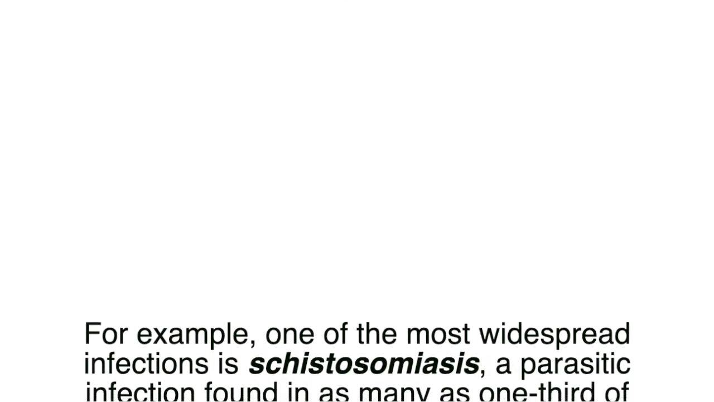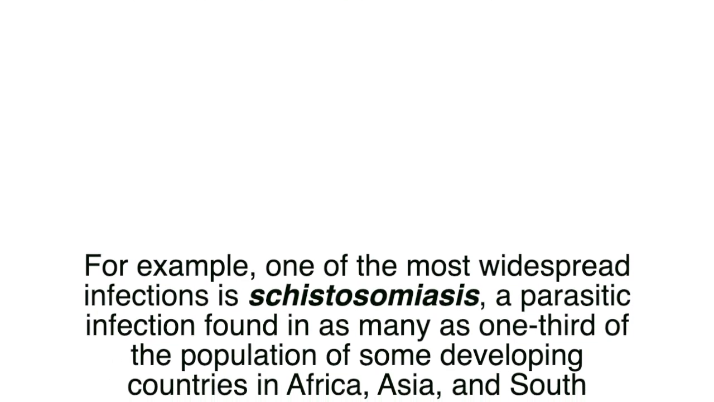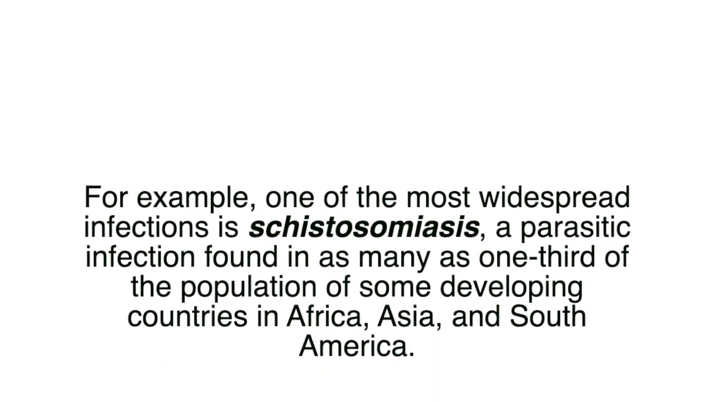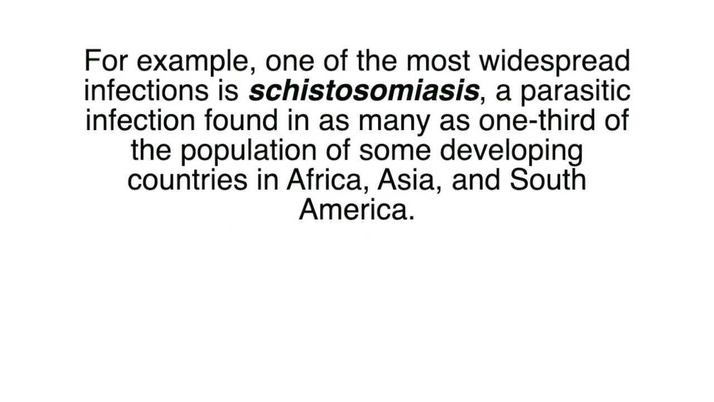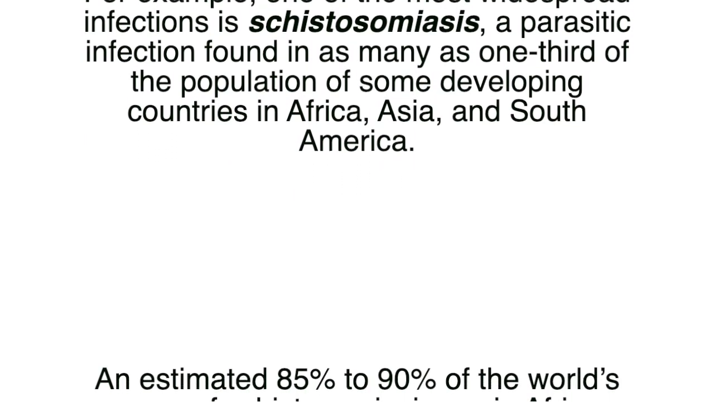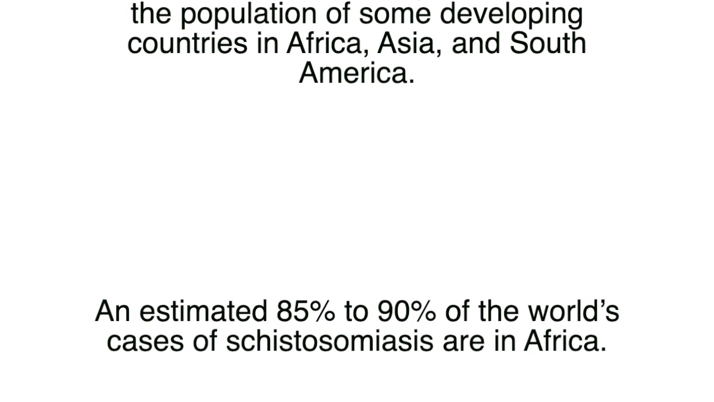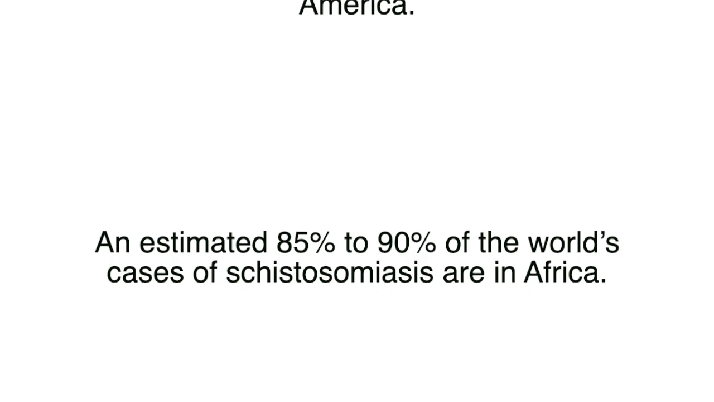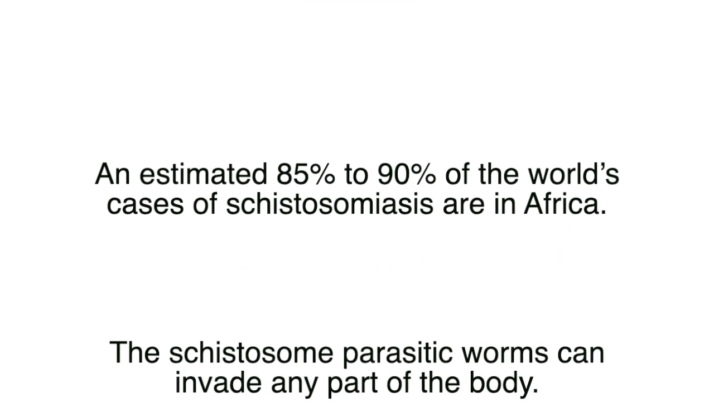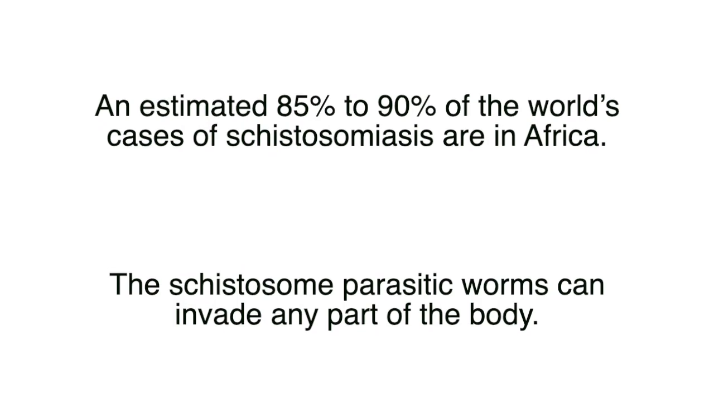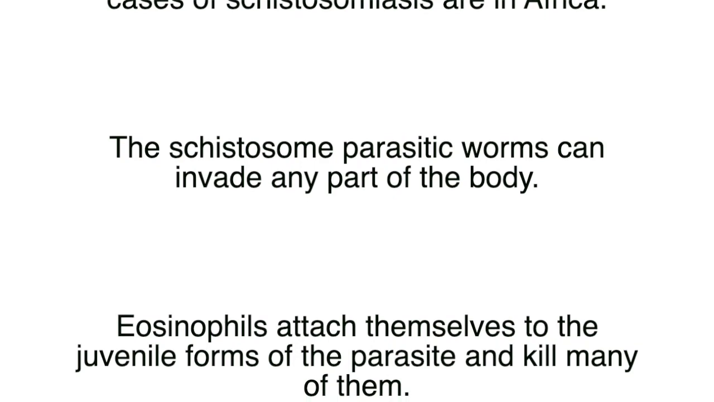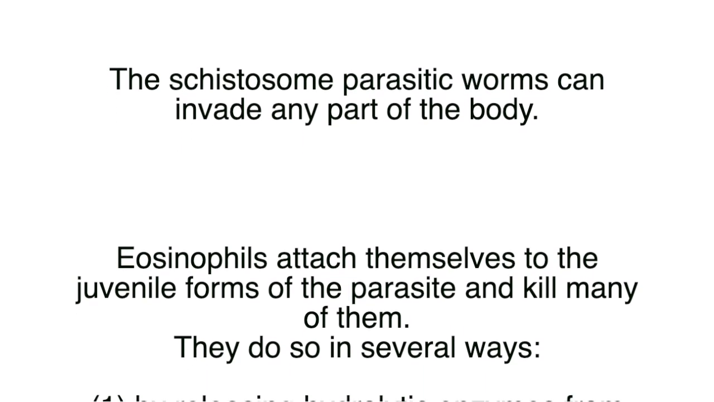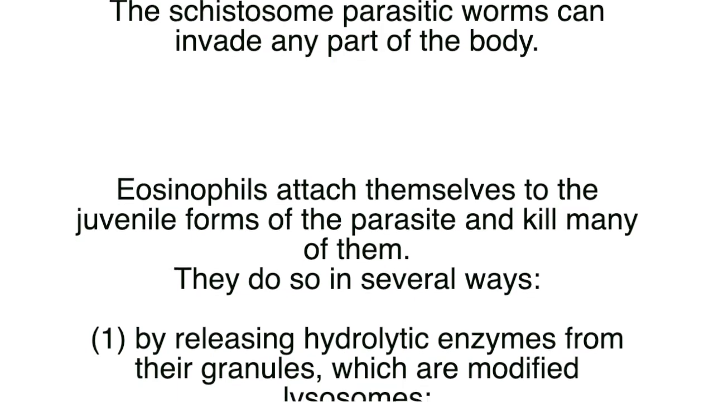For example, one of the most widespread infections is schistosomiasis, a parasitic infection found in as many as one third of the population of some developing countries in Africa, Asia, and South America. An estimated 85 to 90% of the world's cases of schistosomiasis are in Africa. The schistosome parasitic worms can invade any part of the body. Eosinophils attach themselves to the juvenile forms of the parasite and kill many of them.